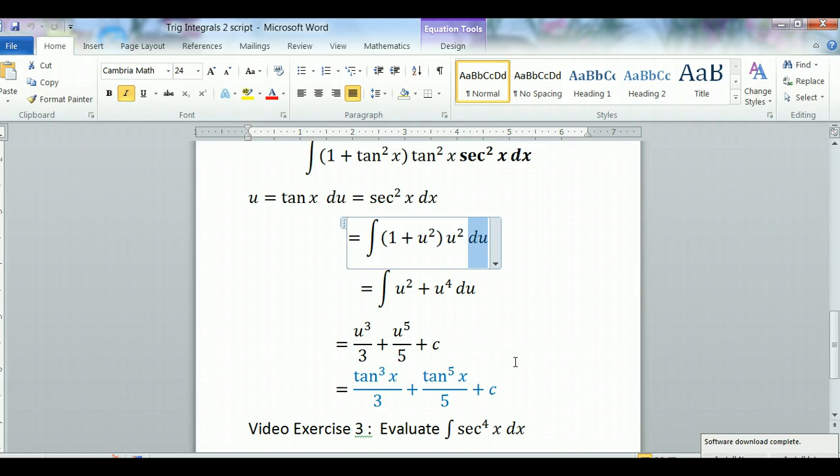And also we need to look at the situation when secant power is odd. Well, if there is an odd secant power and the tangent has an odd power too, then there is a way that we can nail this. So we will look at these things shortly.